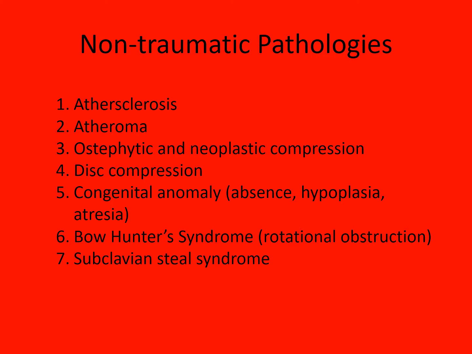Bowhunter's syndrome is often associated with congenital anomaly of caliber, so that rotation, extension or rotation side flexion can cause dizziness. Subclavian steal syndrome is where blood is taken from the VB system, usually due to a blockage proximal to the origin, and the patient complains of dizziness on using the left arm.